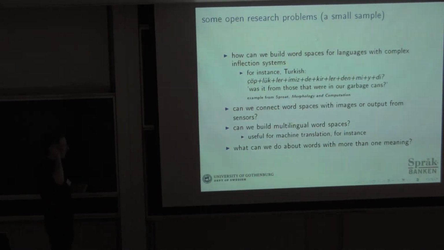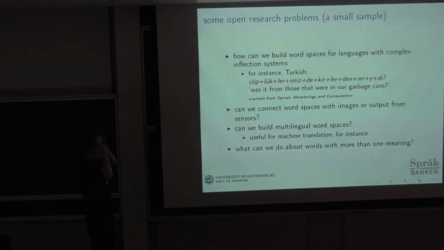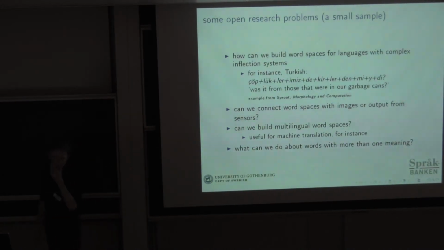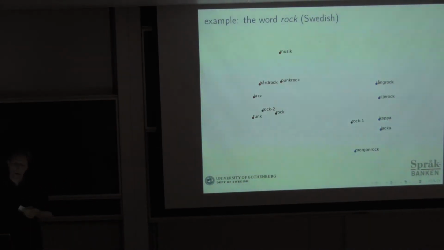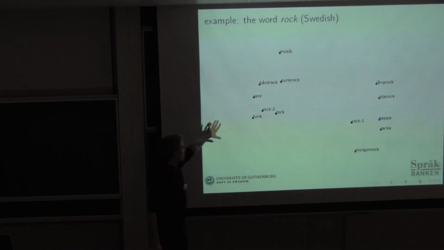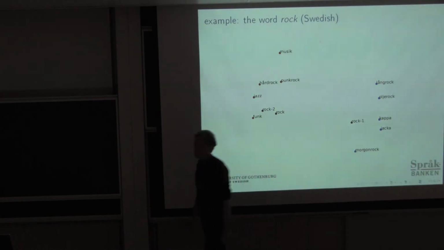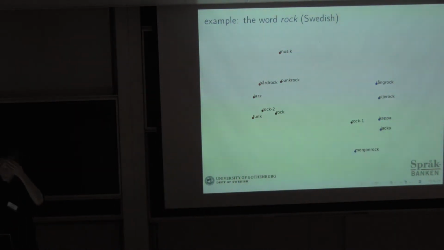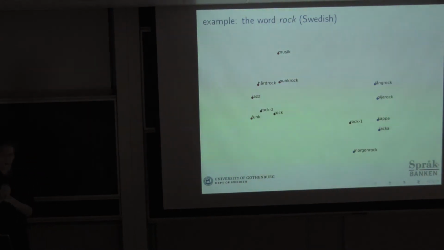Another open research problem is what can we do about words which have more than one meaning? For instance, if we take the word rock, it has two meanings in English, and in this case it has two meanings in Swedish as well. So the two different meanings of rock are in Swedish. One is rock music and the other one is a coat. So can we build word spaces that break apart the word vector for rock and make two different vectors? I currently have a student who is working on that problem.